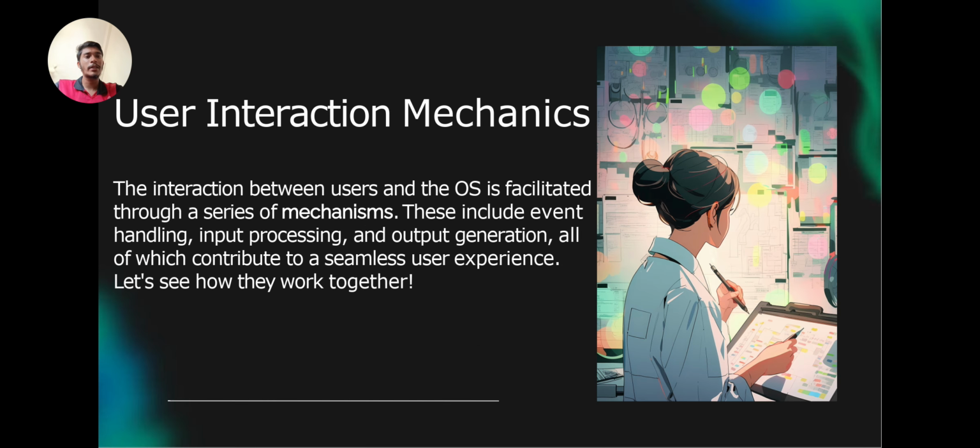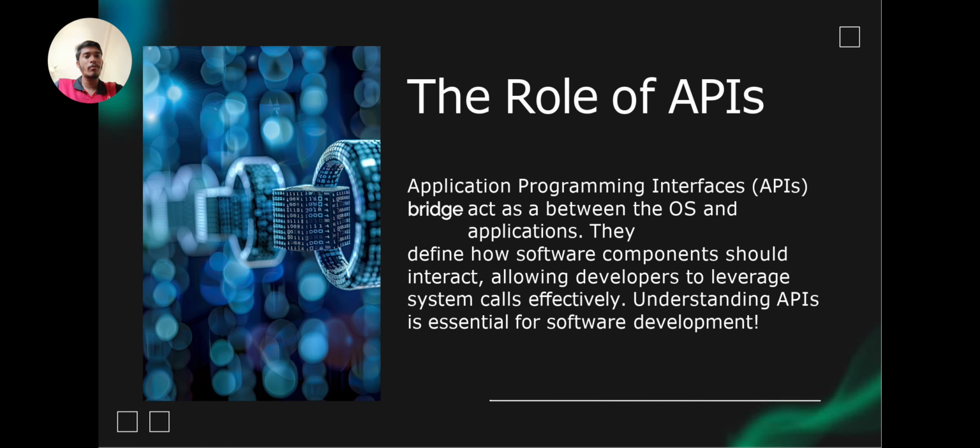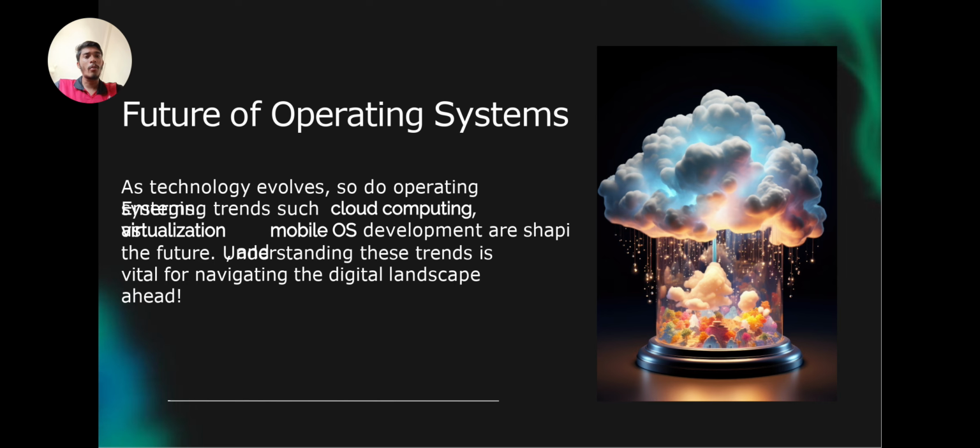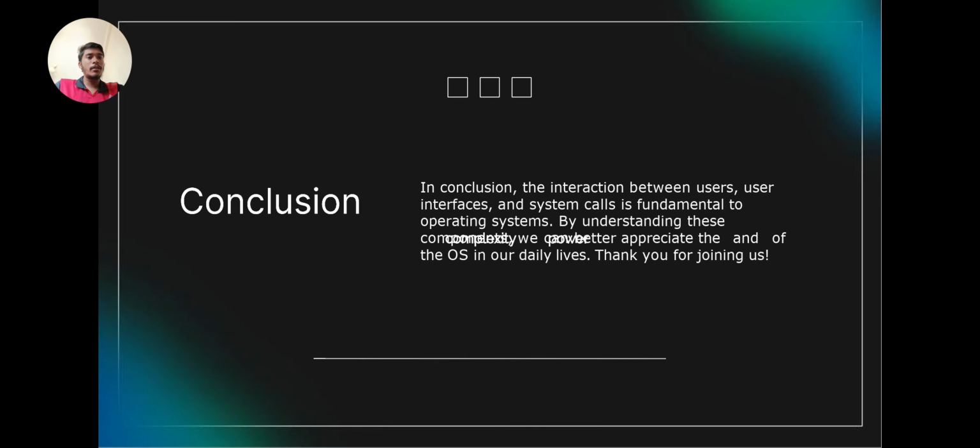And the user interaction mechanism, how the mechanism works in the interaction, we have seen. And the role of APIs in the OS. And the security for user interfaces, how security, authentication and authorization must be there for data protection, we have learned there. And the future of operating systems, how the OS is going to be in the future. And we have concluded with the end of the video.